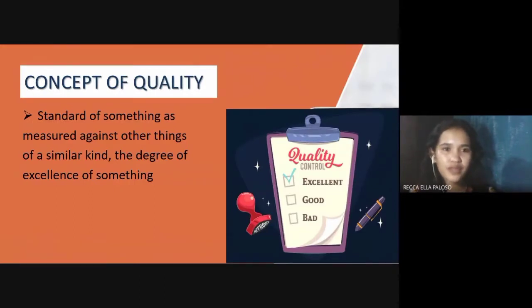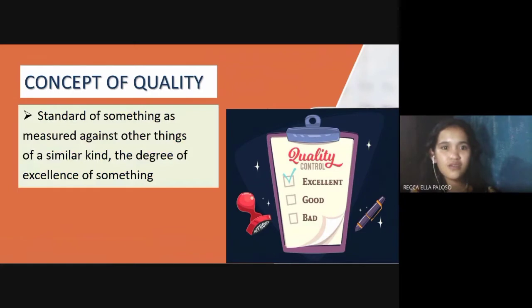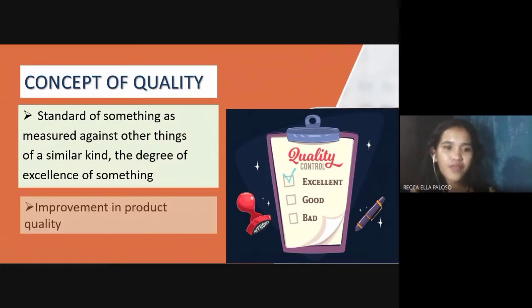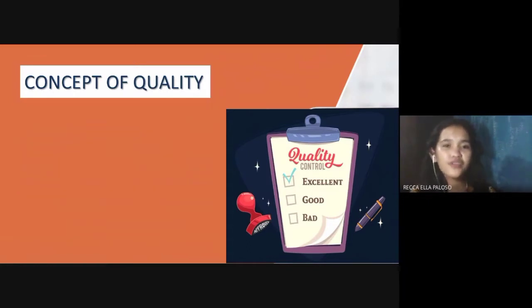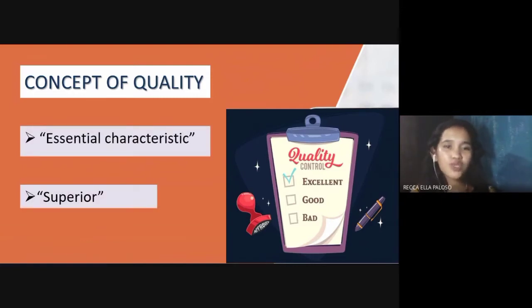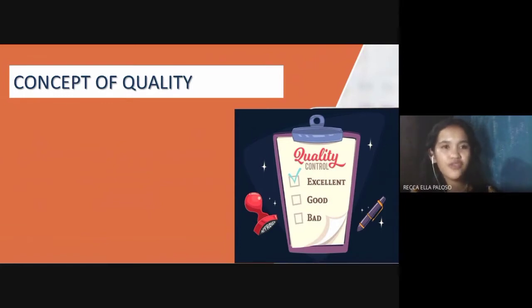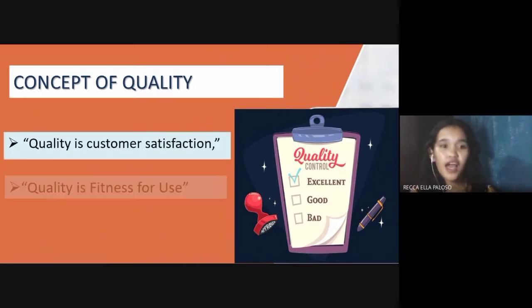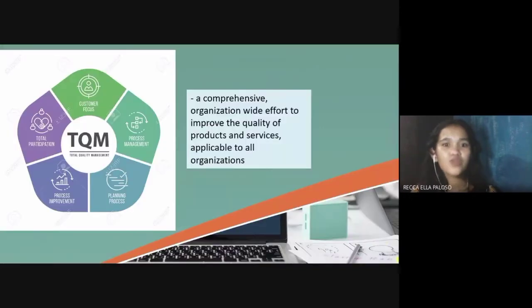What is the concept of quality? The concept of quality is the standard of something as measured against other things of a similar kind, and the degree of excellence of something. Basically, it is the standard that we are looking for in the product. It is also an improvement in product quality. In the dictionary, they define the concept of quality as an essential characteristic and as superior. Some other definitions accepted by various organizations are that quality is customer satisfaction and quality is fitness for use.